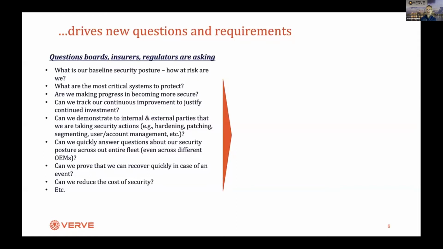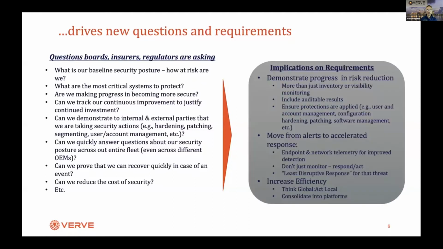And so that raises a set of requirements of what we need to do to secure these systems. So the first is, what we're seeing is being able to demonstrate progress in risk reduction. So don't just tell me I've got an inventory. Great, I've got visibility. I know what I have. That's terrific. But I need to be able to audit how that is moving over time. I need to be able to see moving from, quote unquote, red to green on my overall risk.